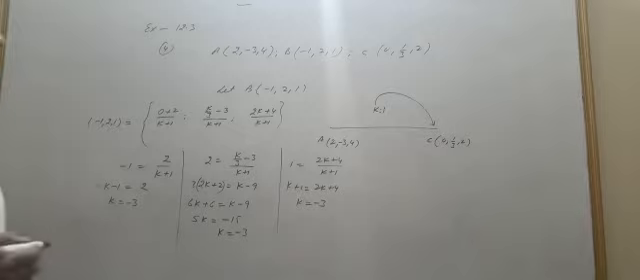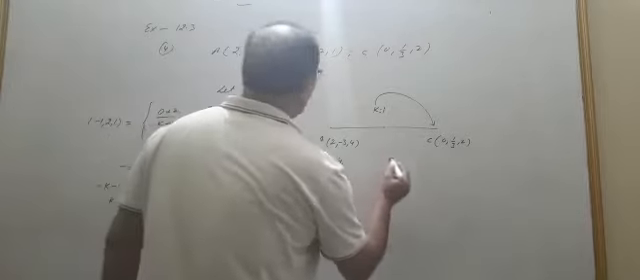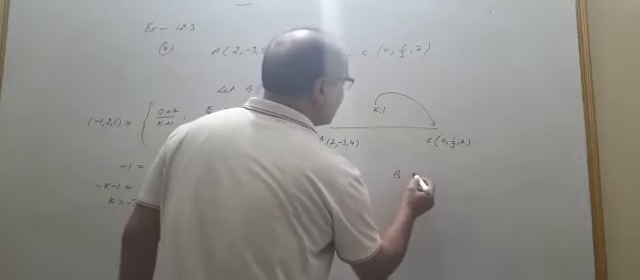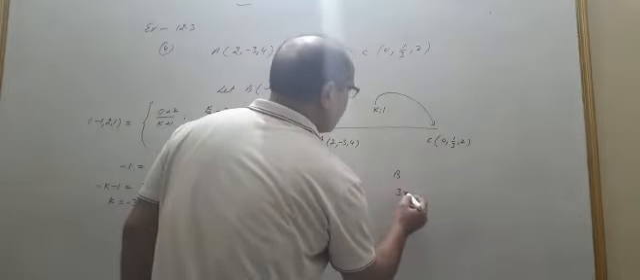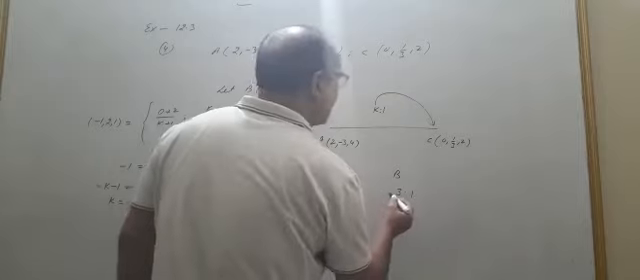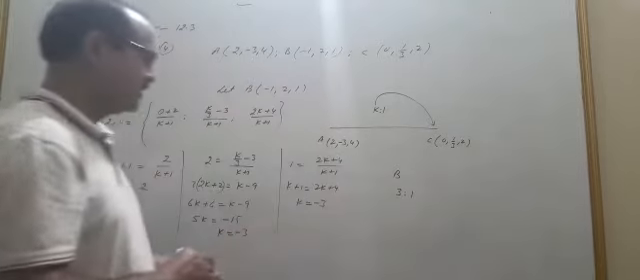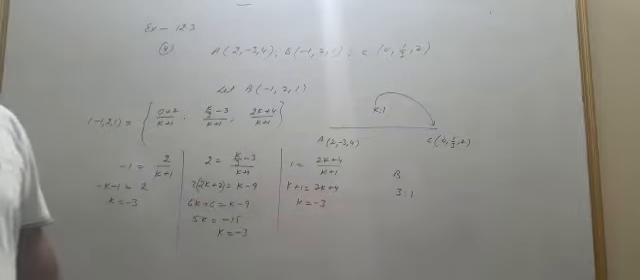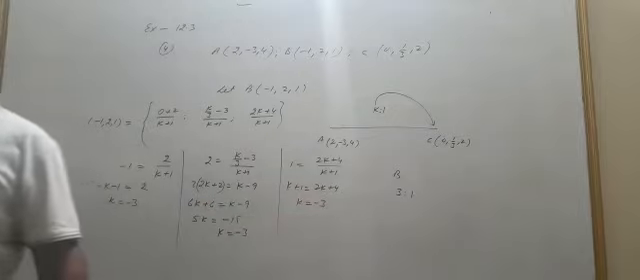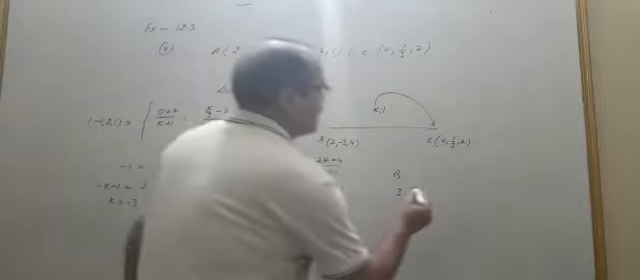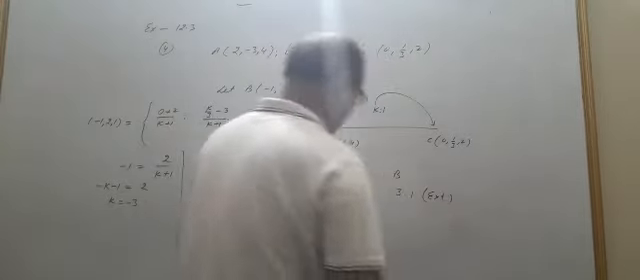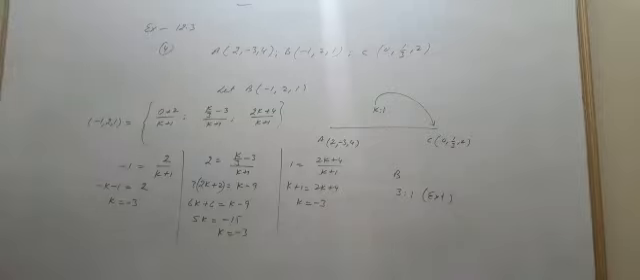And if you want to find the ratio, the point B divides the join of AC in the ratio -3 is to 1, that is 3 is to 1 externally. So this divides the join of AC in the ratio 3 is to 1 externally. This is the external division because the ratio is negative. Okay, so this is the way to solve the question.